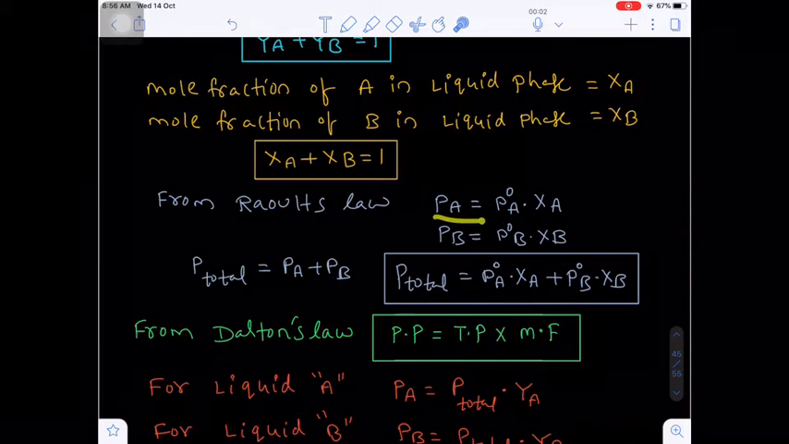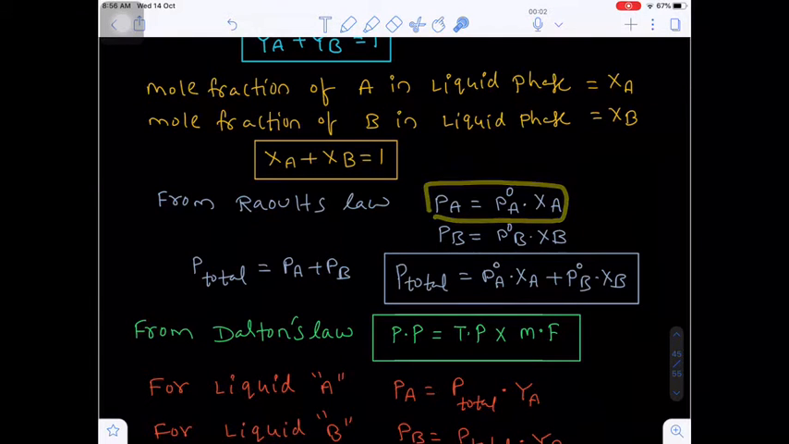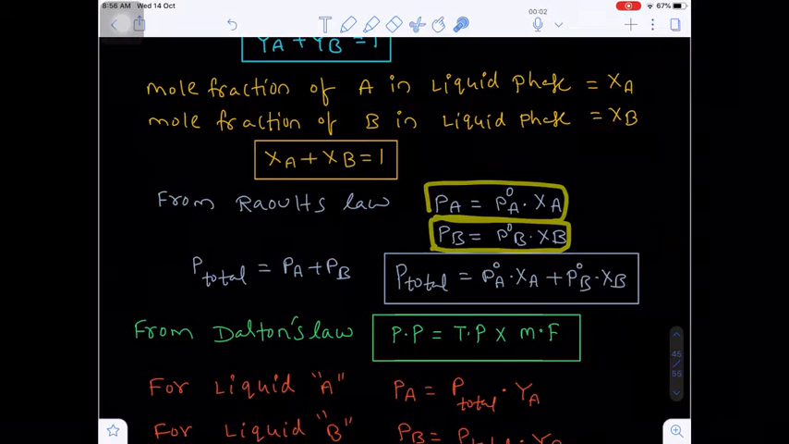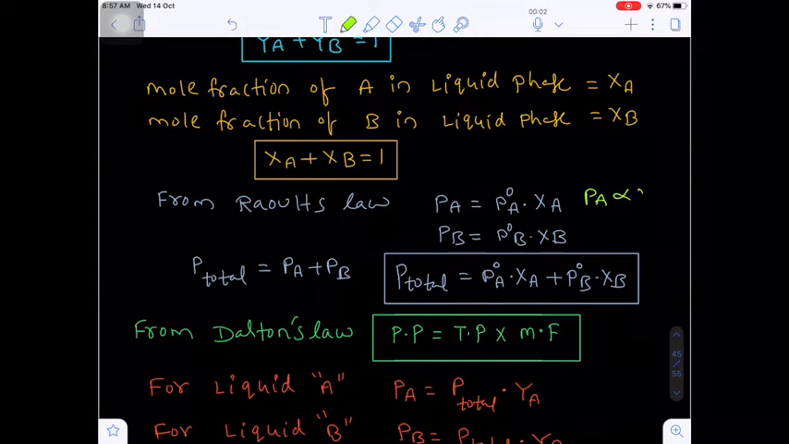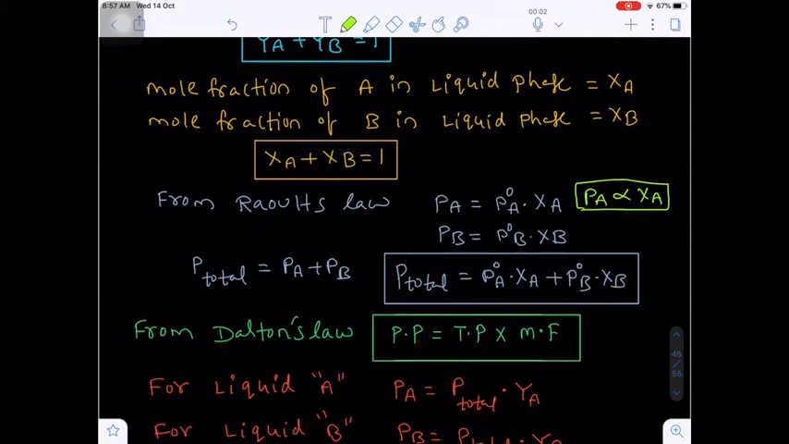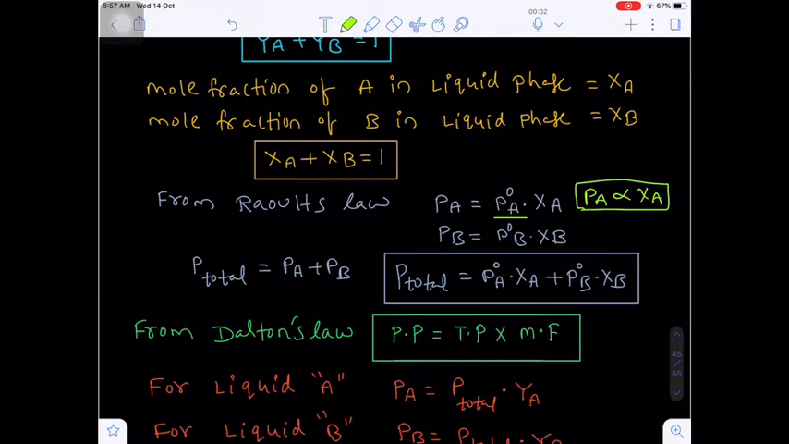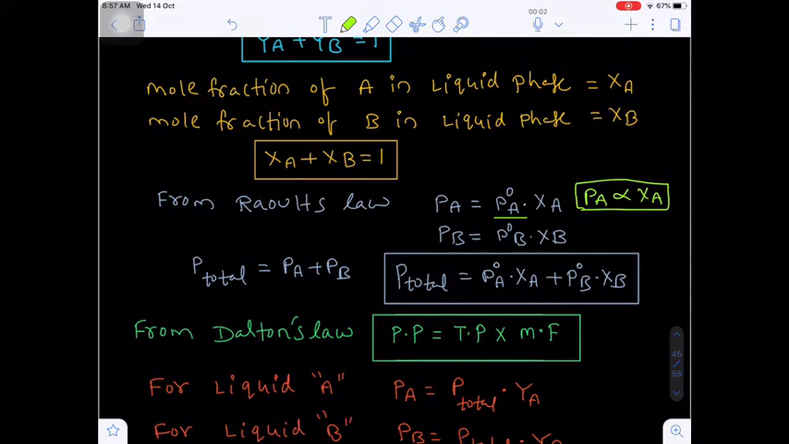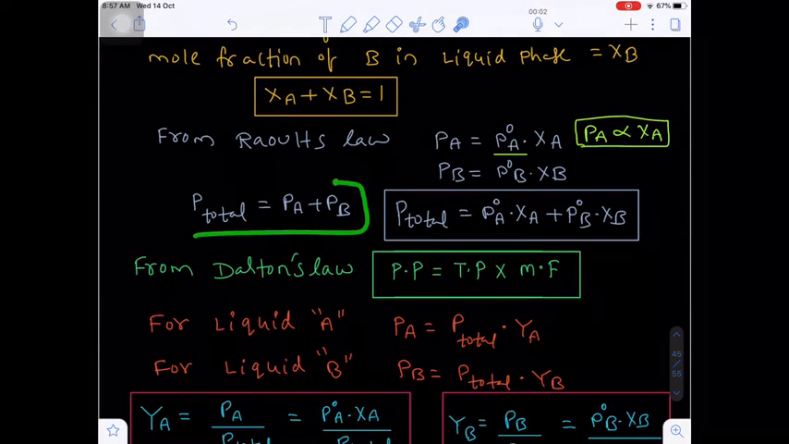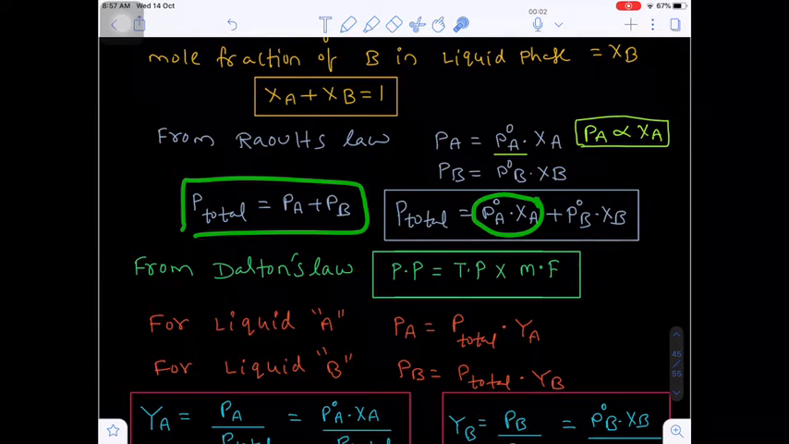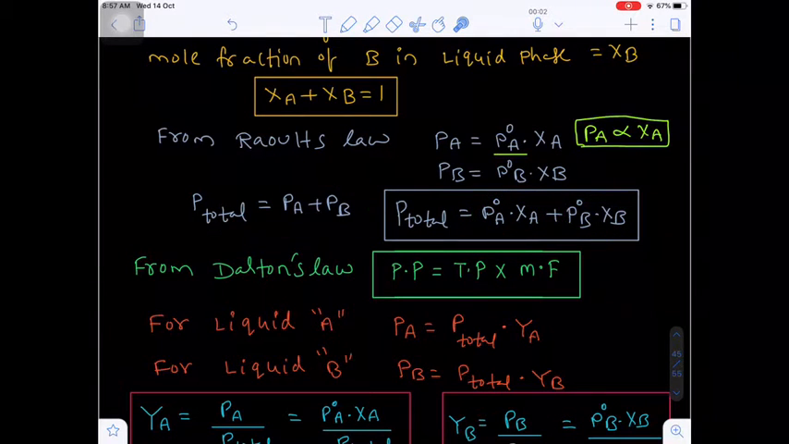Unity. Okay. What is Raoult's law? Pa equal to P naught A into Xa and Pb equal to P naught B into Xb. That means simply we can say the partial pressure of any volatile component in the solution will be directly proportional to its mole fraction. Are you getting my point? By removing the proportionality, I am writing a proportionality constant, that is called the vapor pressure of the pure component. Are you getting my point? Now here, what will be the total pressure? Pa plus Pb, nothing but P naught A Xa plus P naught B Xb.